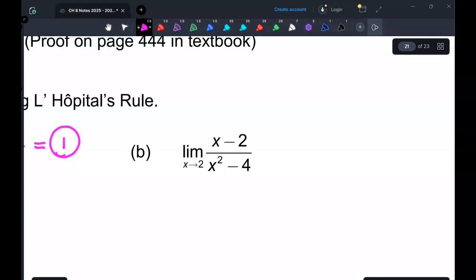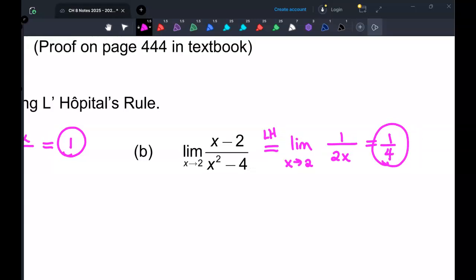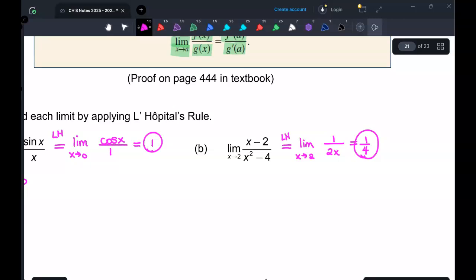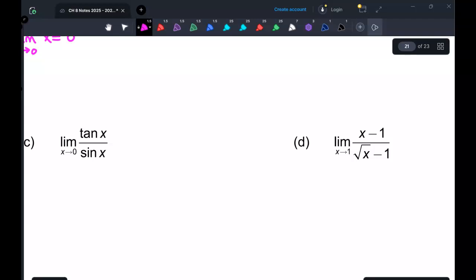Okay, B, we could also factor this. But for some problems where you have to factor, it actually might be easier to just apply L'Hopital's rule. So I'm going to take the derivative of the top, which gives us 1. The derivative of the bottom gives us 2x. Plug in 2, and we get a fourth. Again, a nice way to evaluate these, and no factoring is necessary.